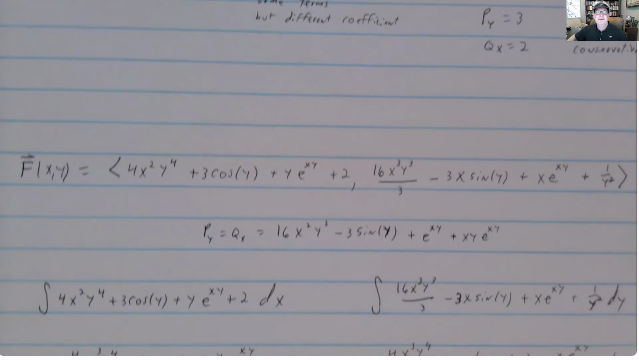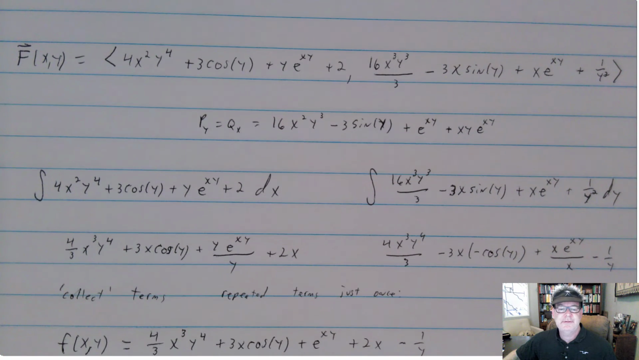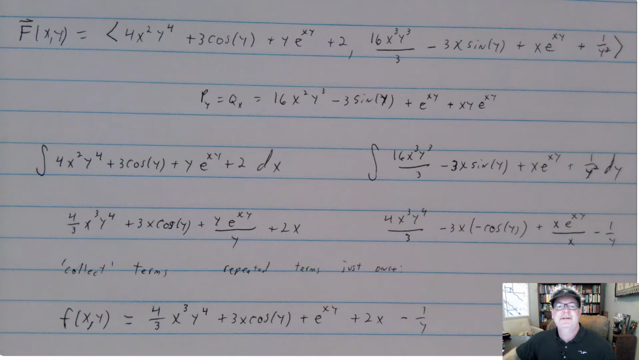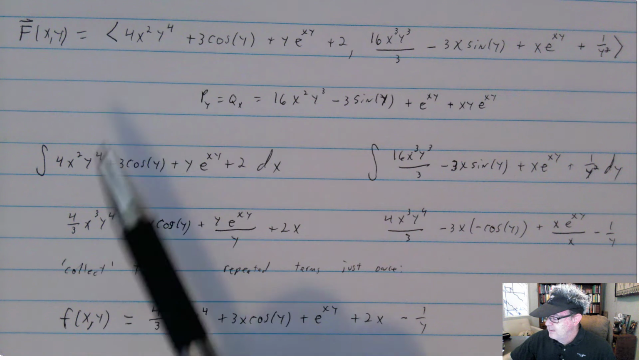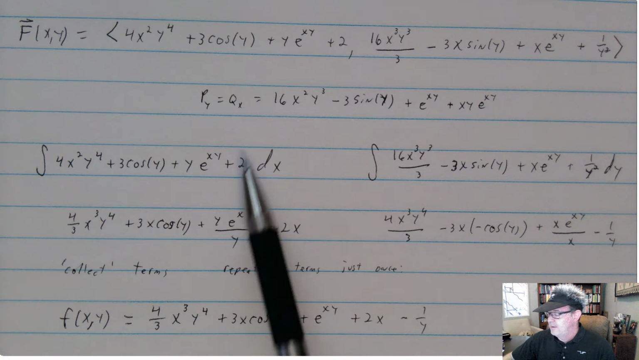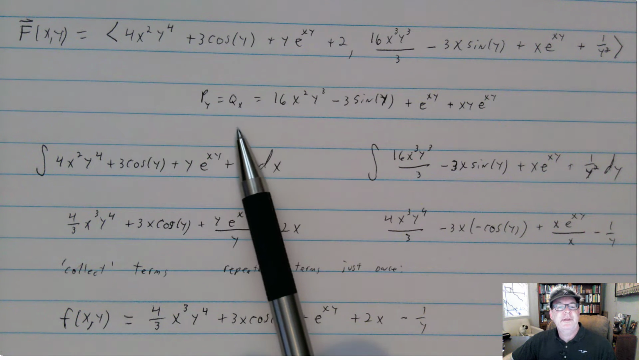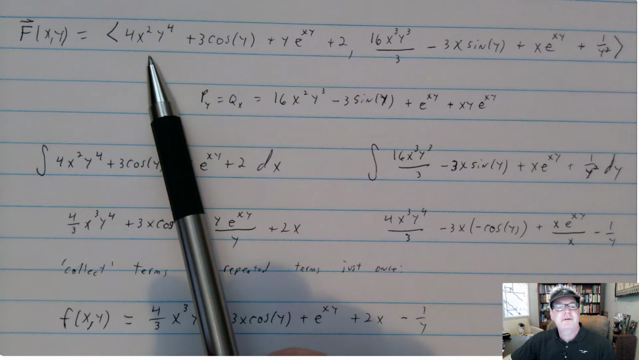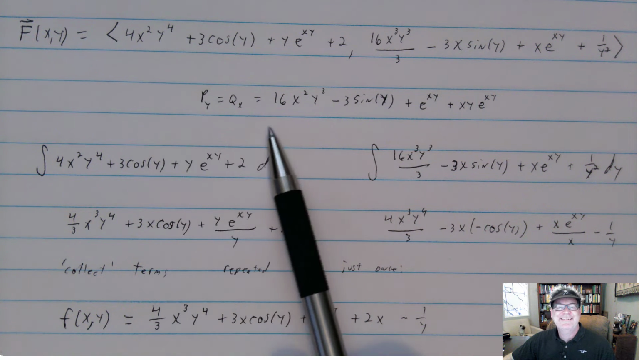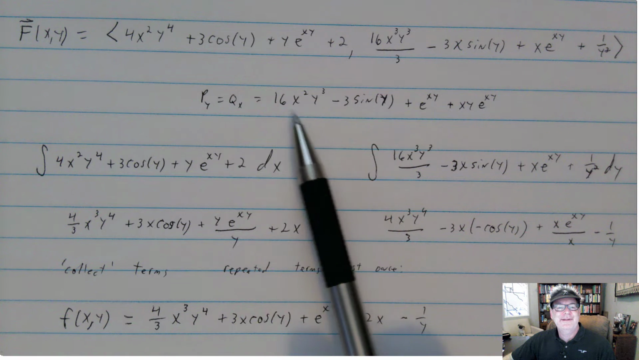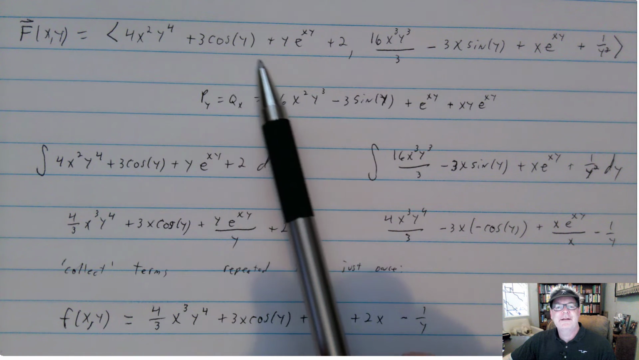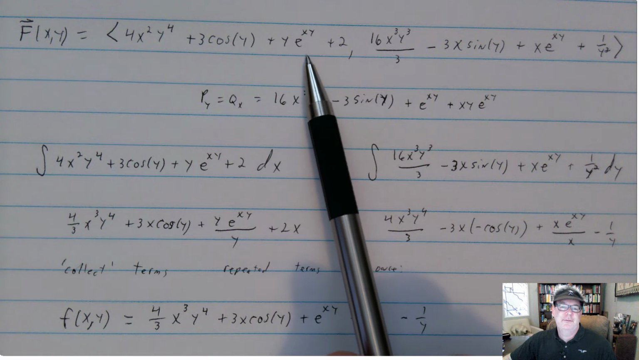One more extremely complicated example. Just look at the whole thing here. So we've got all this. If you want to check that it's conservative, P sub y, take that derivative, 8, or 16, I should say. 16x squared y cubed, P sub y here, negative 3 sine y, and then the y derivative here.